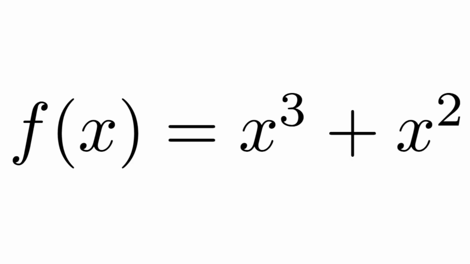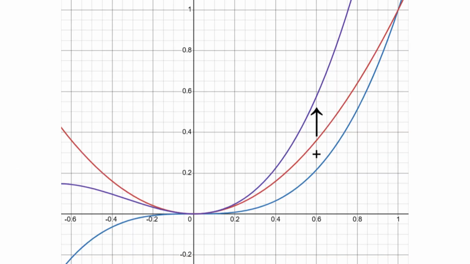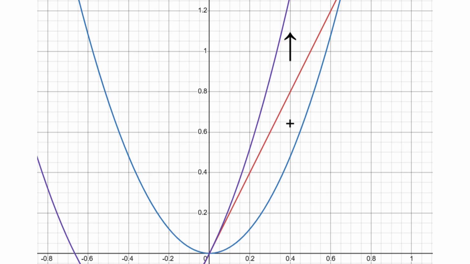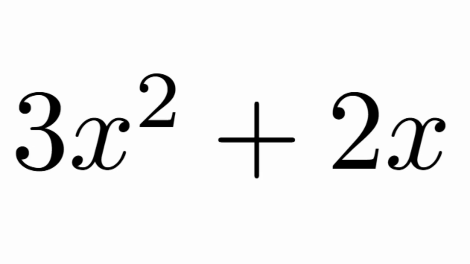The next rule involves adding. If you look at, let's say, a function like x cubed plus x squared, they are being added, but so are their slopes, meaning the derivative is the sum of the individual derivatives, giving us 3x squared plus 2x.